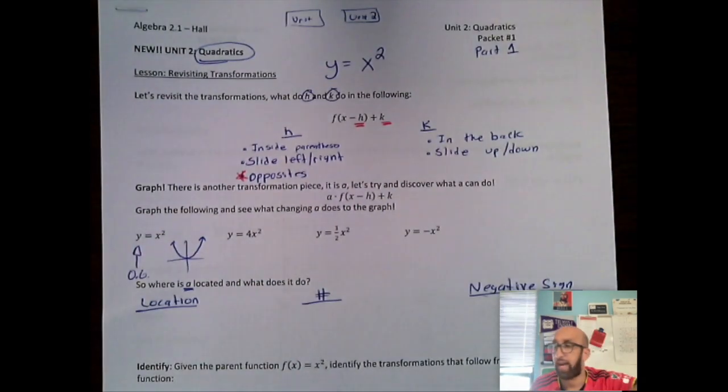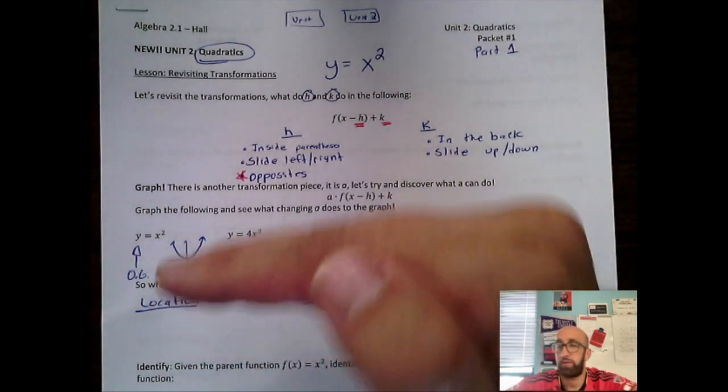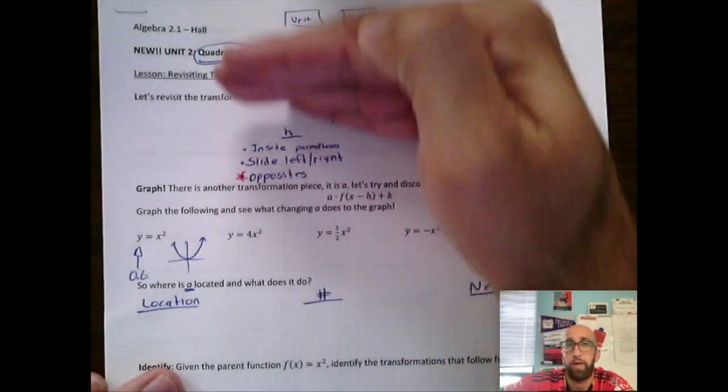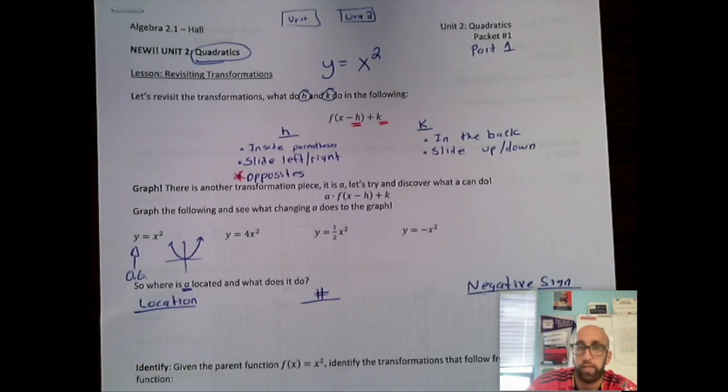Then we have k. K is located in the back. It's at the end of the function, located in the back. And what k is going to do is it's going to slide our graph up and down. There is no opposites to it. It just slides it up and down.